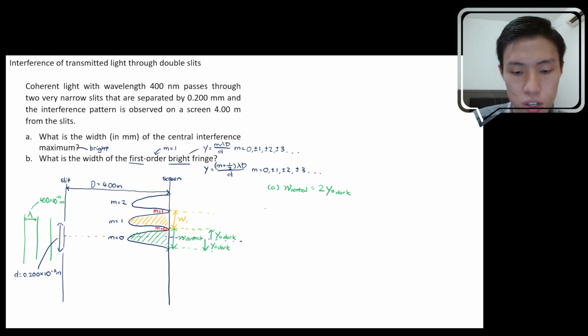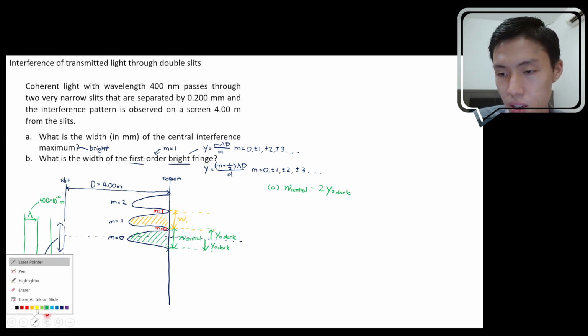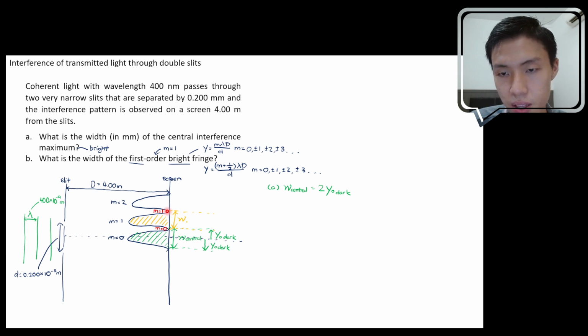How about question B? For question B, what is the width of the first order bright fringe? They're asking for this yellow fringe here. What's the width? Well, you know that it will be related to this dark over here, which is the second dark, or the first order dark. So we are going to measure from the center again, pulling up to where you find the second dark, or the first order dark. This value here will be y1 dark. And if you take this y1 dark and minus y0 dark, the difference will give you the width of the first order bright fringe.